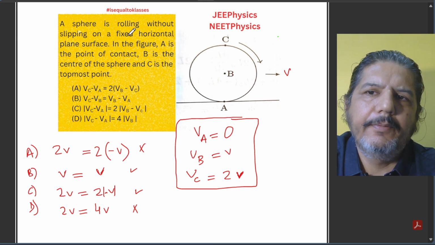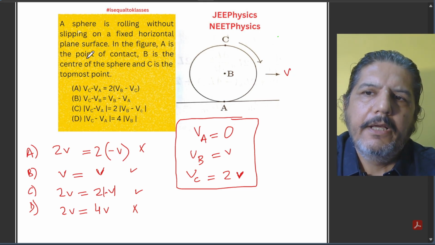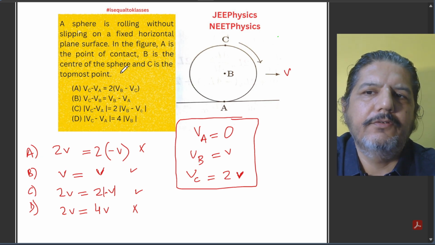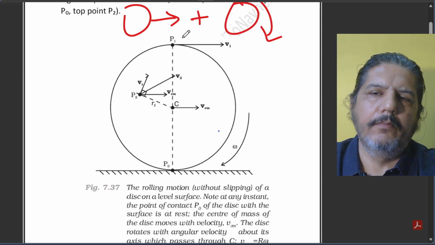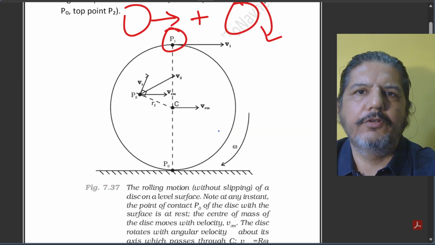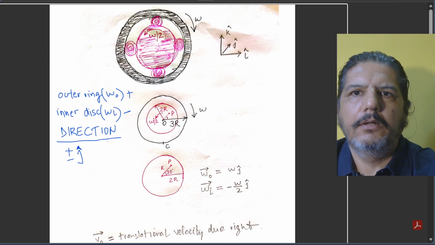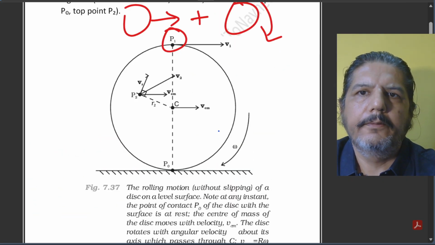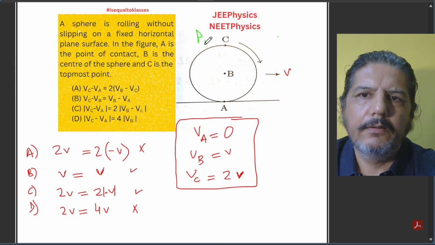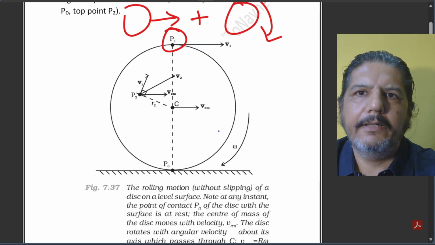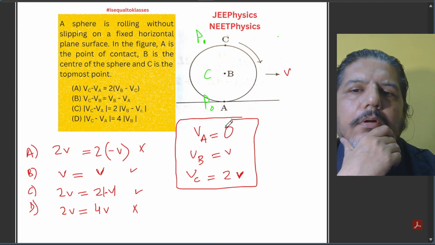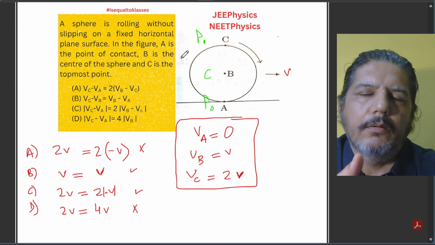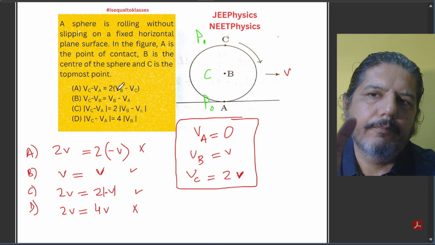A sphere is rolling without slipping on a fixed horizontal surface in the figure. A is the point of contact, B is the center of the sphere, and C is the topmost point. So if we compare this with our discussion, this is my P1, this is my C, and this is my P naught. I just want to compare it with the discussion that we just had. So they are asking you to compare.